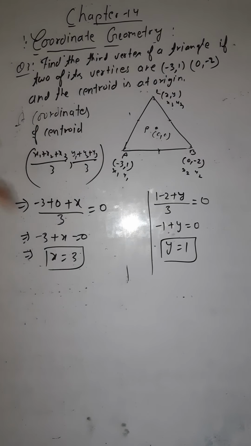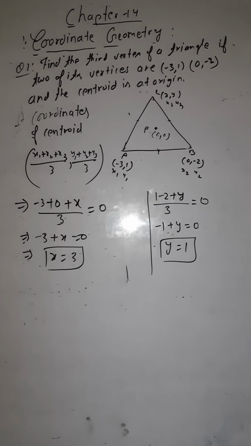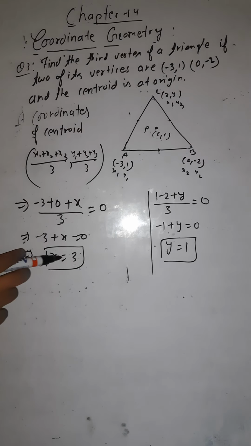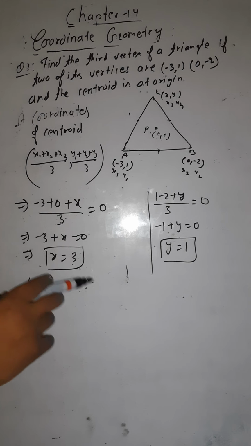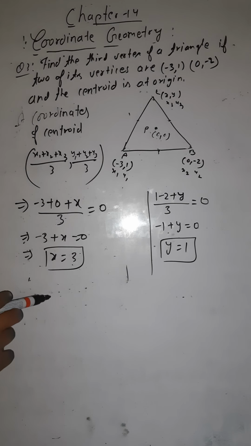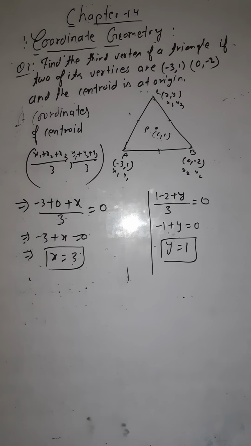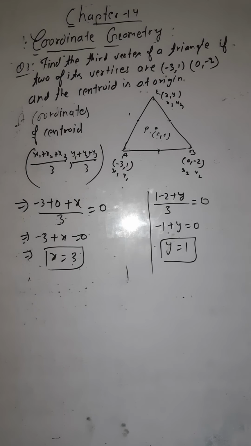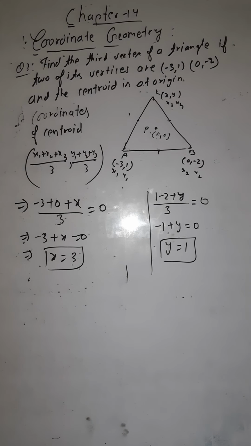Now you have the coordinates of the third vertex of the triangle. What are the coordinates of the third vertex? Vertex C. The coordinates were earlier x comma y, and now we have found the values of x and y: 3, 1. Hence the third vertex of the triangle is 3, 1. So this is how we would solve this question related to the centroid. I am giving you a similar question.